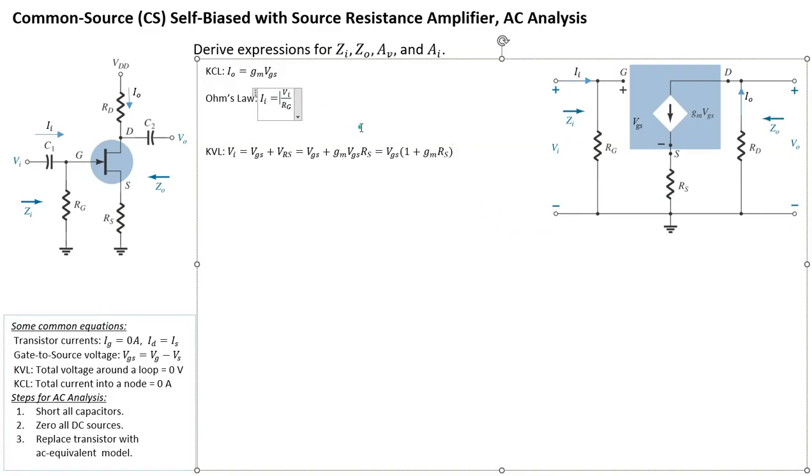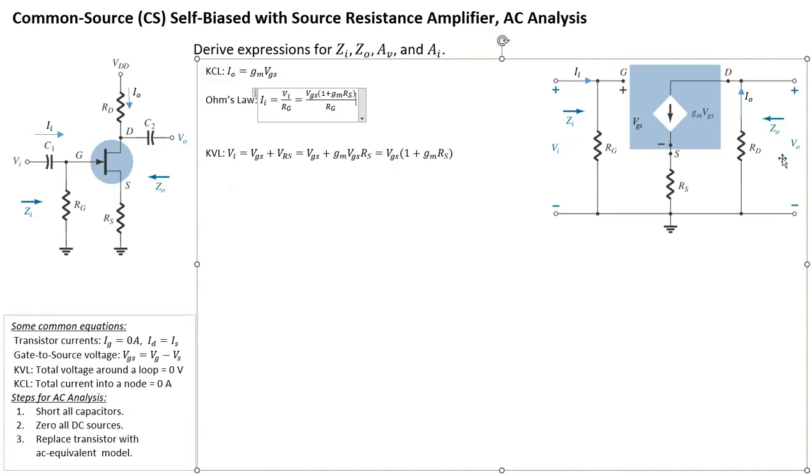That's the one up here, right? So that's just equal to the top part divided by RG, all right? You can't simplify anymore. So that's II. Let's have a look at VO, right?